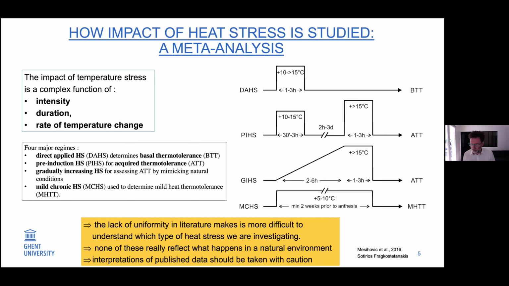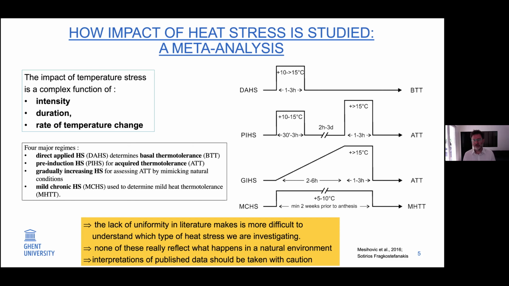A paper from Fragkostefanakis shows that in the literature up to 2016, people have been studying heat stress impact on plants in very different ways. This complicates the interpretation and the comparison of the data that are out there. He divides them into 4 types of regimes that are typically applied.